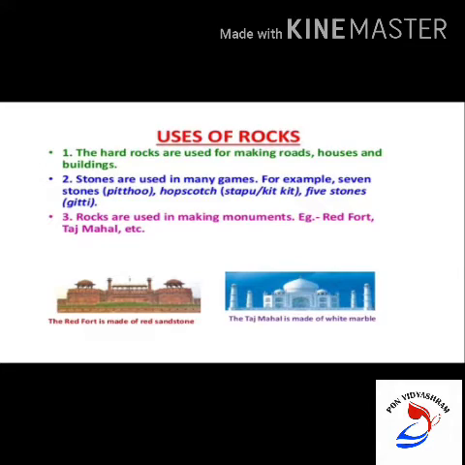The hard rocks are used for making roads, houses, and buildings. Children use stones in several games like seven stones, pitho, hopscotch, kit, and five stones, gitti, etc.